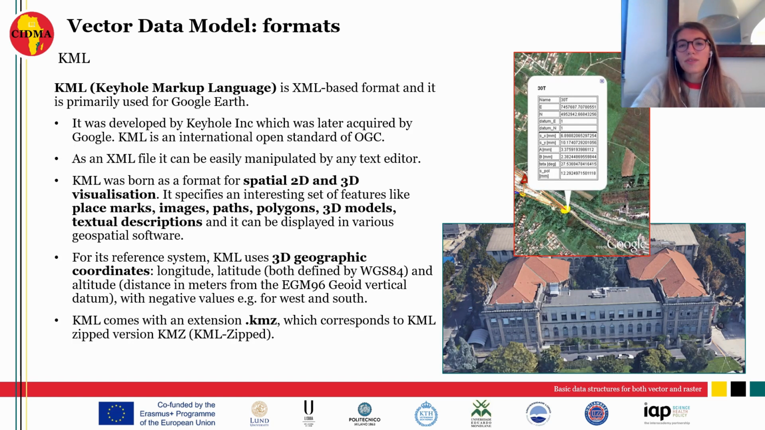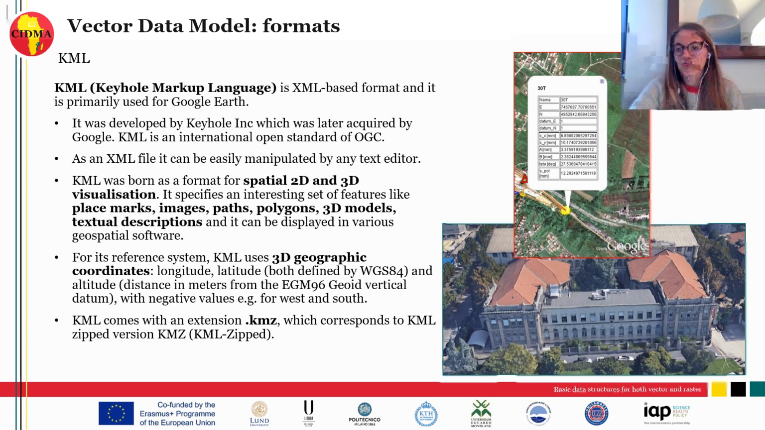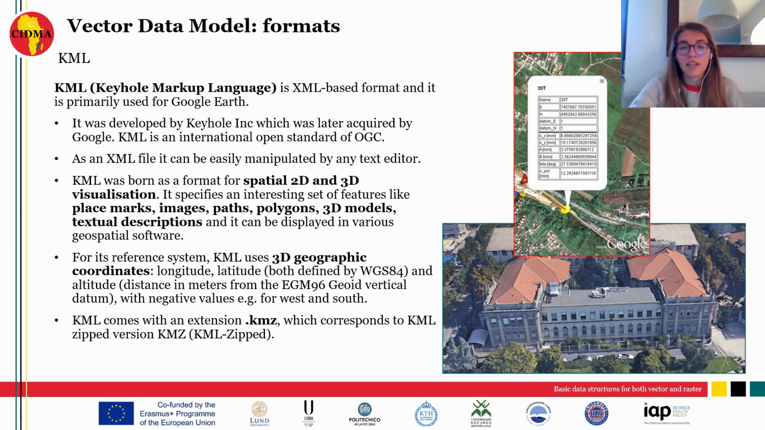So far we have discussed shapefiles, so now let's focus on the other types of formats for defining vector data. A first example could be KML, Keyhole Markup Language, which was first developed by Keyhole Inc., that was later acquired by Google. Today, indeed, it is primarily used for Google Earth, and it is an international open standard of the Open Geospatial Consortium, OGC. KML is an XML file so that it can be easily manipulated as well as read by any text editor. Moreover, it was born as a format for 2D and 3D spatial visualization.